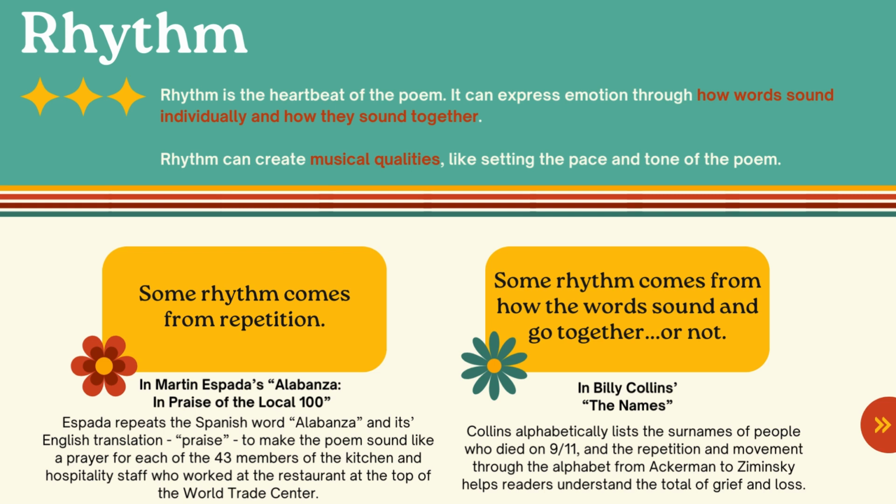And some rhythm comes from how the words sound to go together or not, like in Billy Collins' The Names. He alphabetically lists the surnames of people who died on 9/11, and the repetition and movement through the alphabet from the name Ackerman to the name Zeminski helped us readers understand the total of the grief and loss.